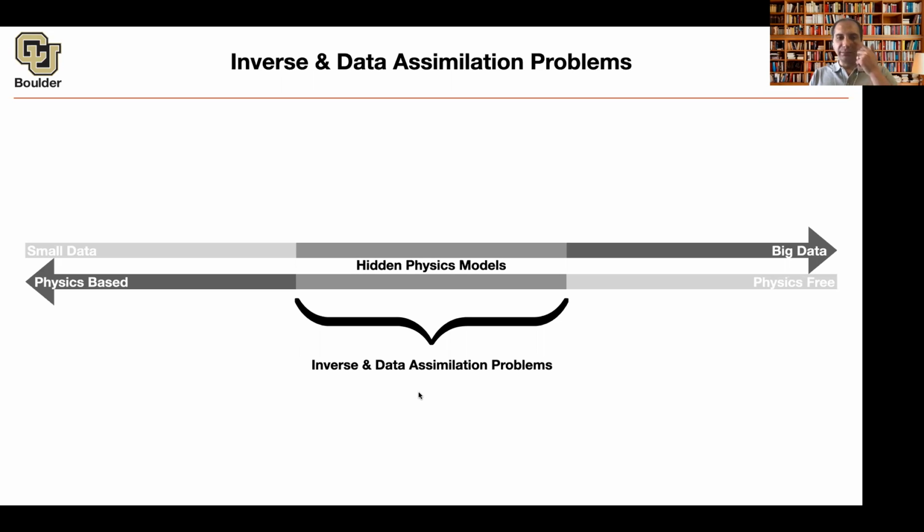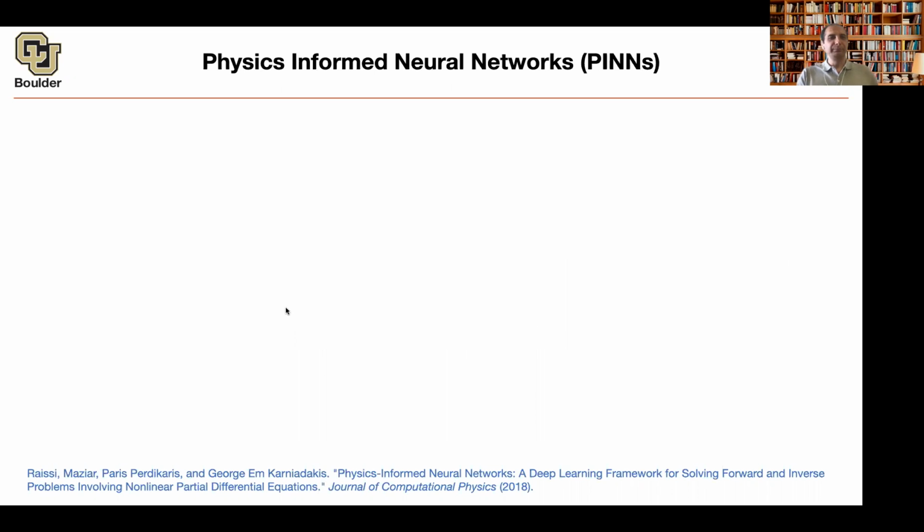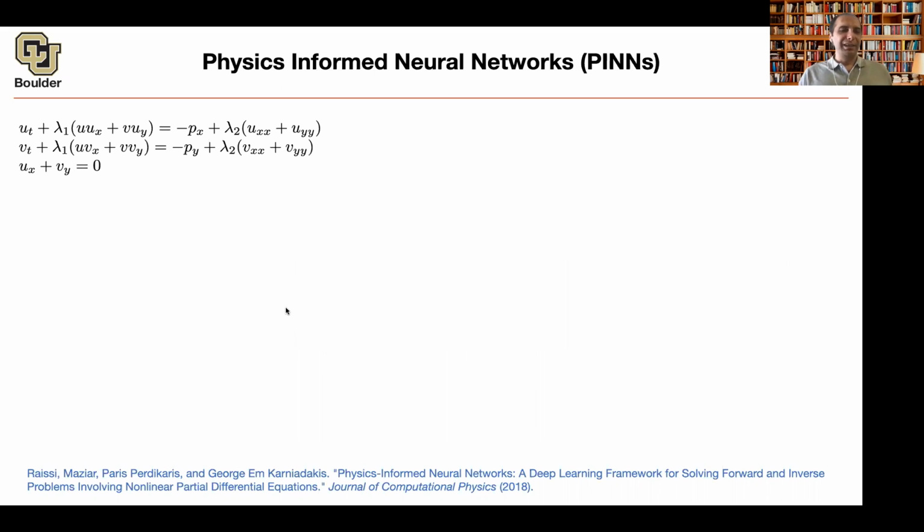Similarly for data assimilation. And this is exactly my favorite part of this talk. The rest of it is going to be model discovery, but this is the favorite part. Let's see why. And let's start easy. Let's start with two-dimensional Navier-Stokes, and let's say you don't know two parameters, lambda1 and lambda2.